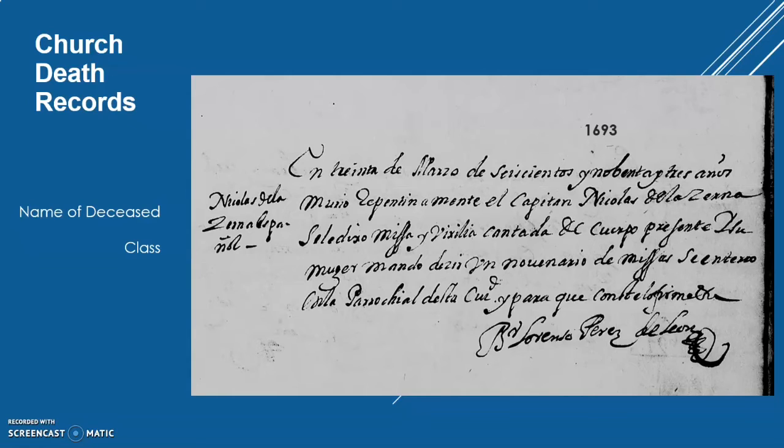This is another example of a death record where you still have the name of the deceased in the margin, and you have the class. Remember, in Mexico you had classes, and so this person, his name was Nicolas de la Serna. He was a well-known captain. He was an explorer, and he was Español. This happened in 1693, and it says he died rapidly. So he could have had a heart attack. It doesn't say that he was killed, but that he died suddenly. So I'm assuming it was probably a heart attack.